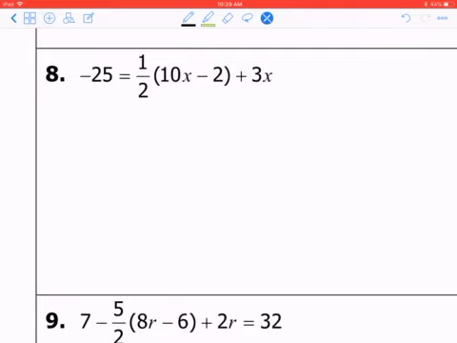So for number 8, we're still going to distribute. The best thing about the fraction half is you're just going to split the numbers in the parentheses in half. You don't have to worry about cross products or cross simplifying or anything like that. 1/2 times 10 is just saying what is half of 10, which is 5. Again, 1/2 times a negative 2, half of 2 is negative 1. And then you just need to bring everything down.